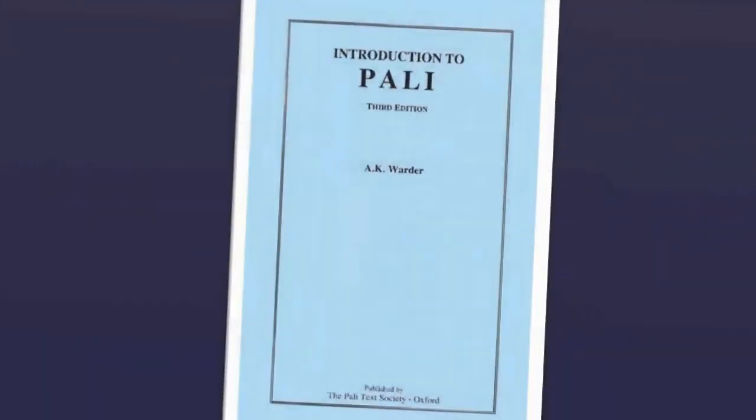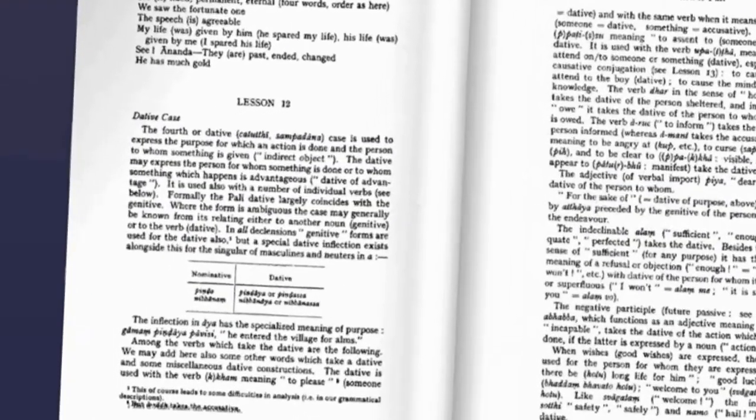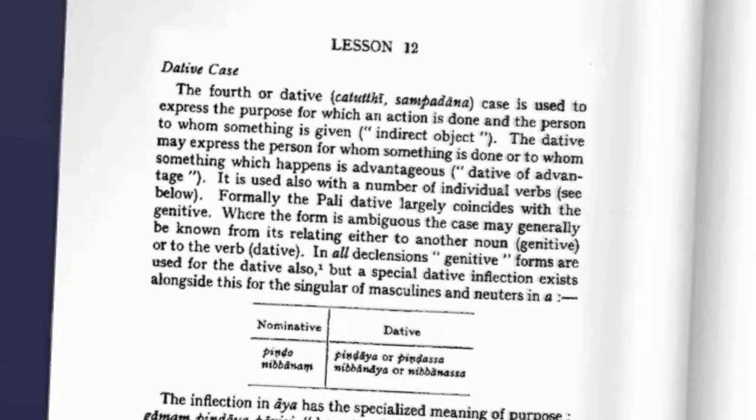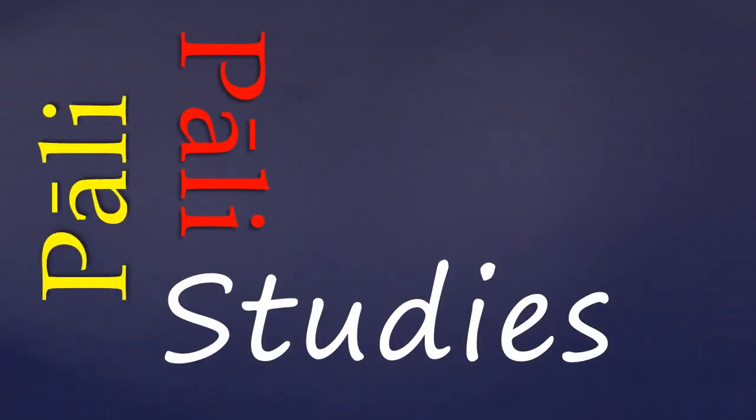Hello, and welcome to Lesson 12 of this companion series to A.K. Warder's Grammar Guide, An Introduction to Pali. Now, Lesson 12 deals with three big subjects that I think are going to be too long to squeeze into one tutorial, and so I've split the chapter into two parts. This is Part 1, where we look at the dative case, and Part 2, which will follow, will cover relative clauses and pronouns, etc. Okay. This is Pali Studies on the Learn Pali channel.